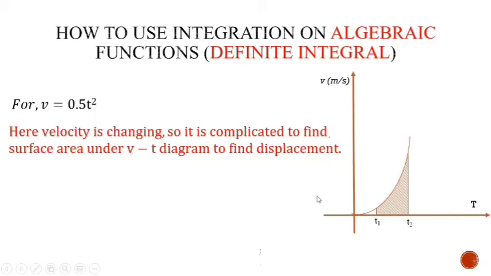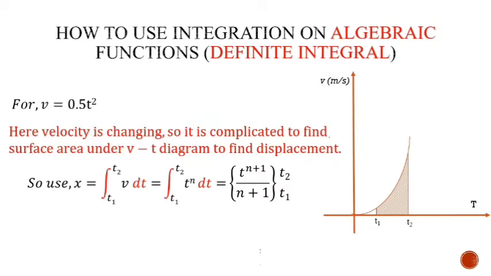To find displacement, as we have seen in the previous slide, displacement is nothing but the surface area under the curve, and to find out surface area under this curve is quite complicated. In such cases, the integration operator is used. So to use the integration operator, we can use this kind of formula: integration of v dt from t1 to t2. These are the limits, which are shown like this, equal to, suppose velocity is given in this format, that is t raised to n.